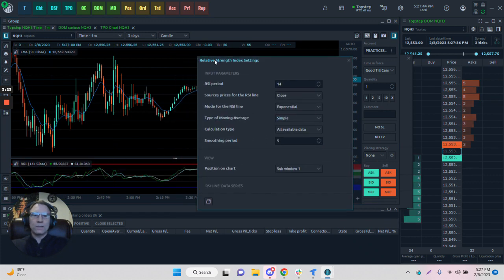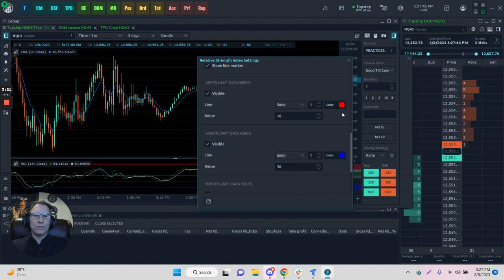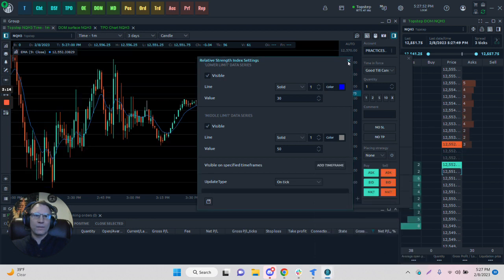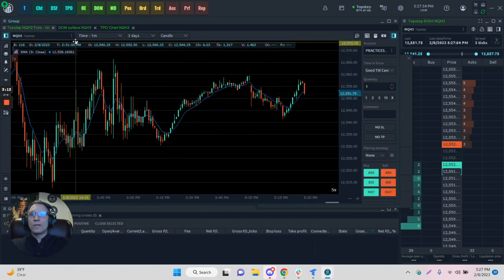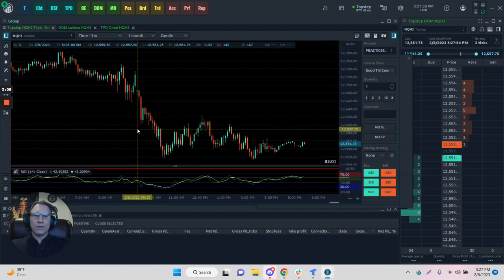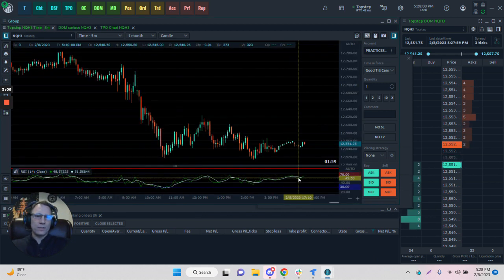Now we don't want to see this on a 1-minute chart. We just want to see it on a 5-minute chart, for example. 5 minutes. There we are. So we can look at this and say, all right, we look at our 5-minute chart. There's our RSI. It shows where we are. We can see, maybe make a decision.